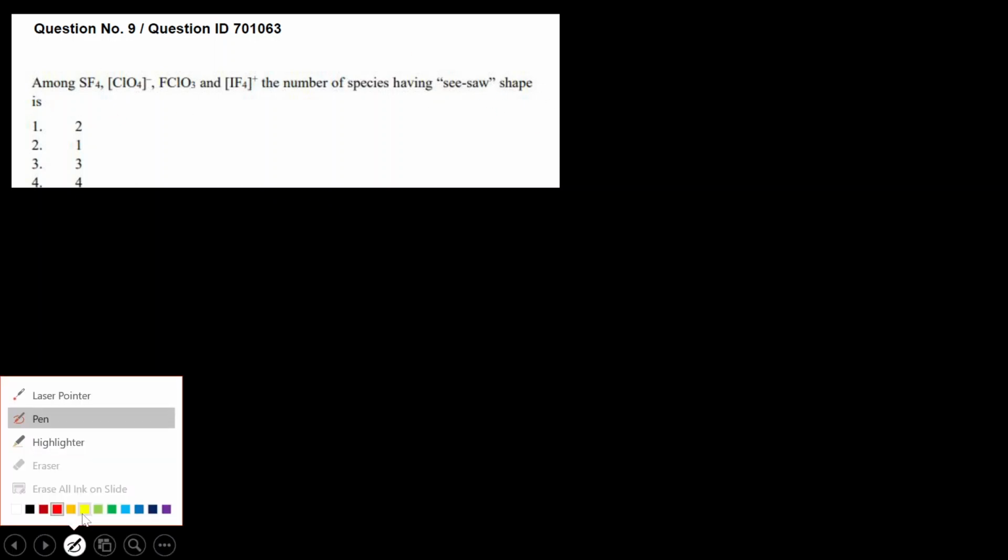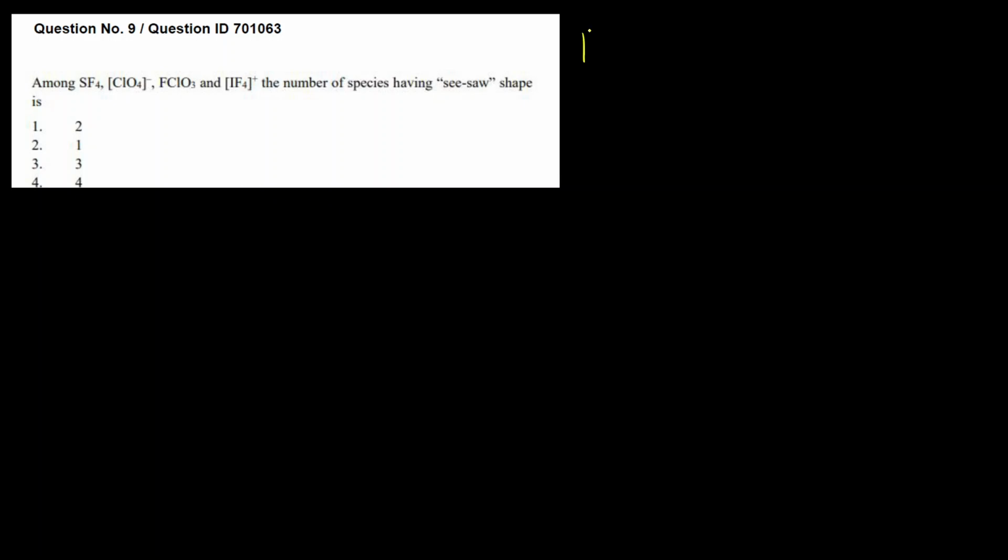Now let us see the next one. Among the 4 species, the number of species having seesaw shape. So for finding out the hybridization, first we must know the formula to find out the hybridization or steric number.